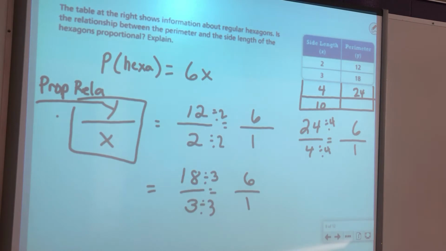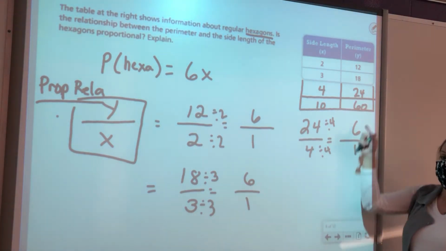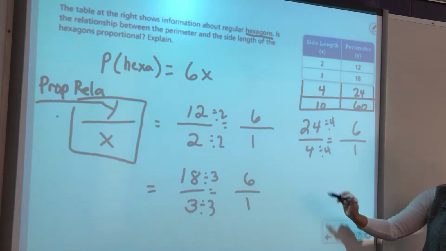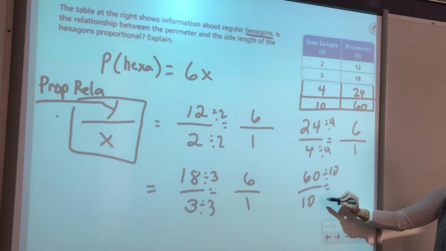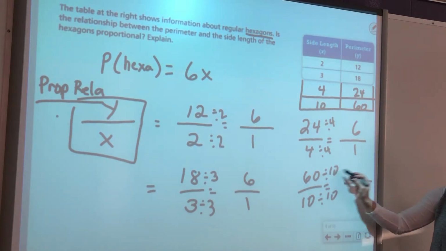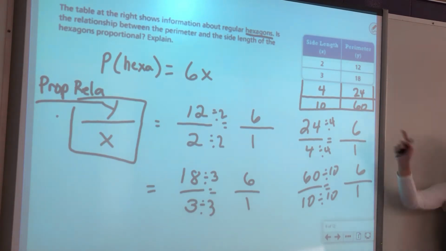Okay. What about a side length of 10? The perimeter would be 60. It's a hexagon, guys. We're still working with hexagons. It's right here. 10, 20, 30, 40, 50, 60. So our ratio would be 60 over 10. They're both divisible by 10. Is this relationship proportional? Yes.